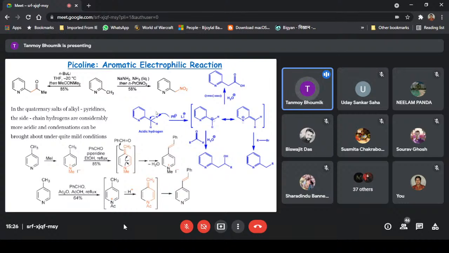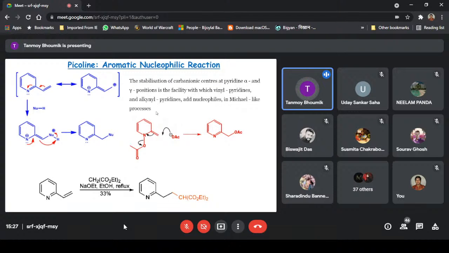And there is also the 4 position. Whenever the picoline substitution reaction occurs at the 4 position, then similarly the methyl group can block the para position, and after that the reaction will proceed in the presence of the methyl group. And this is the aromatic nucleophilic substitution of the picoline reaction.